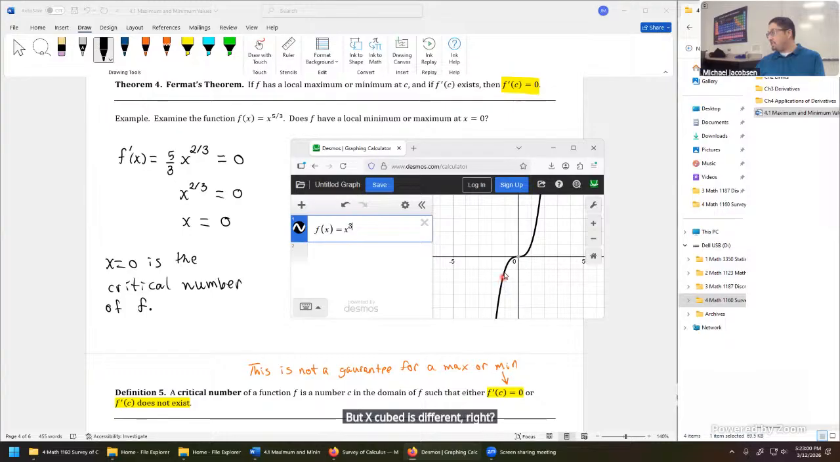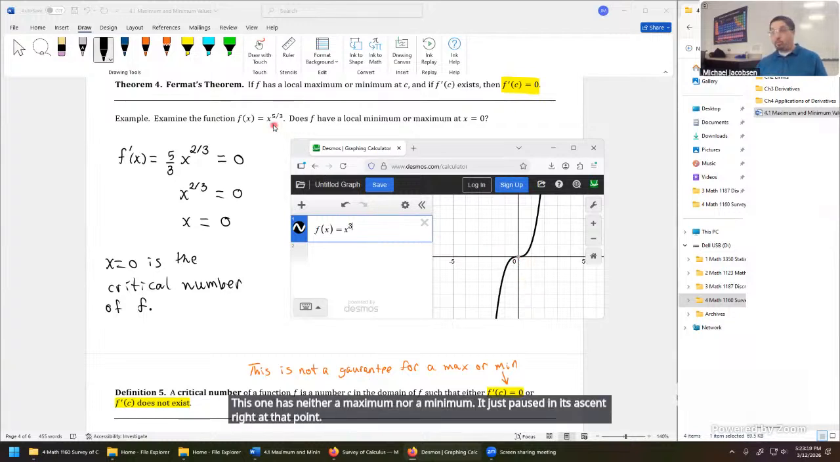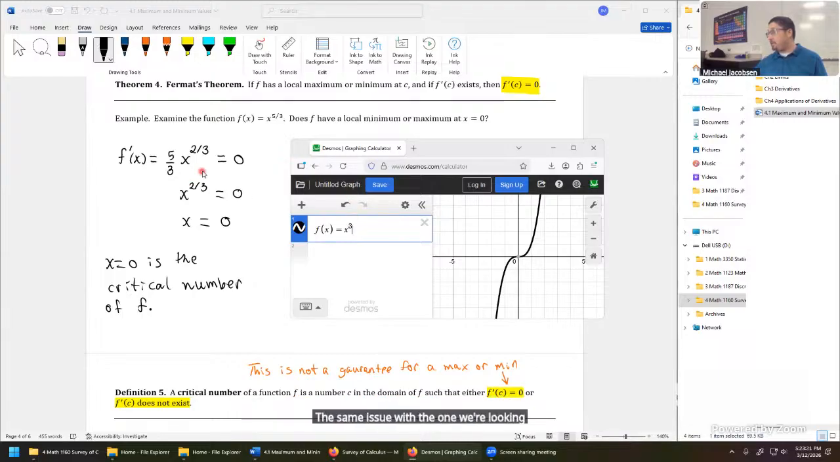The function is increasing until it gets to here. It levels off, and the derivative is, in fact, 0 there, but doesn't turn down. It just keeps on increasing from beyond that point. This one has neither a maximum nor a minimum. It just paused in its ascent right at that point. The same issue with the one we're looking at here. This one's to a power 5/3.